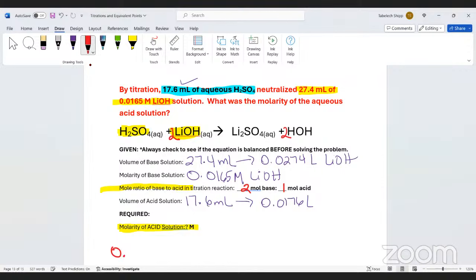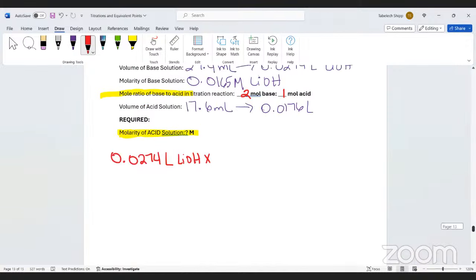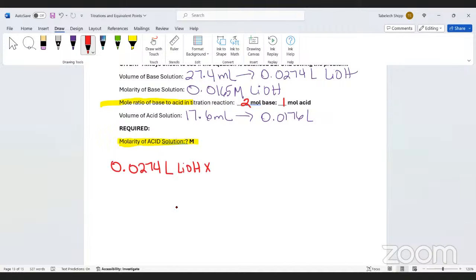So I'm going to convert that volume right there, 0.0274 liters, okay, of the lithium hydroxide. I'm going to multiply that times the molarity of lithium hydroxide, okay? And remember, 0.0165 is also equal to 0.0165 moles per liter. And I keep writing those units down because so many students forget that molarity is equal to moles per liter, okay?